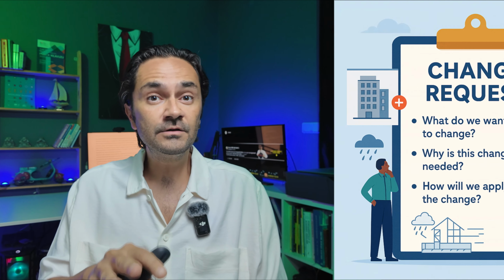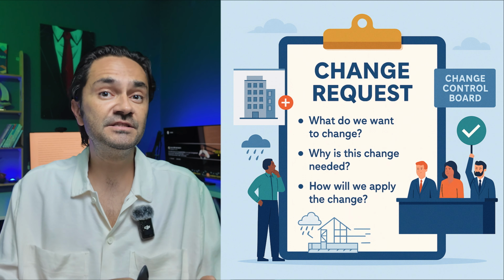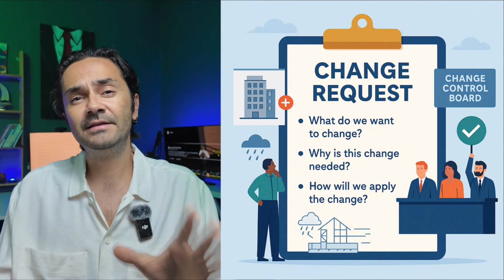Okay, once the project management plan is approved, if you want to make a change in the performance measurement baseline or any part of the project management plan, we need to create a change request in predictive environments. And the change request is the next term you need to know very well for the PMP exam. A change request is simply a form that includes information about what we want to change, why we need this change, and how we will apply the change.